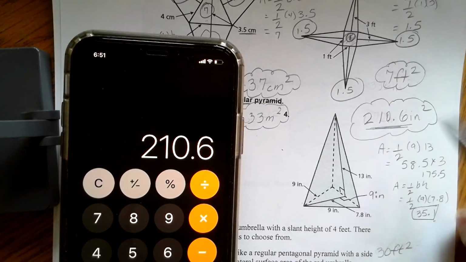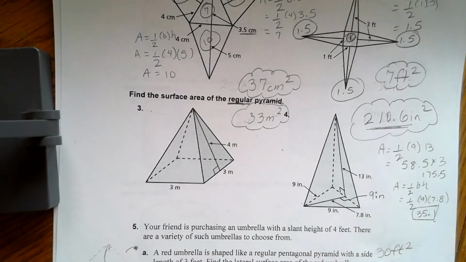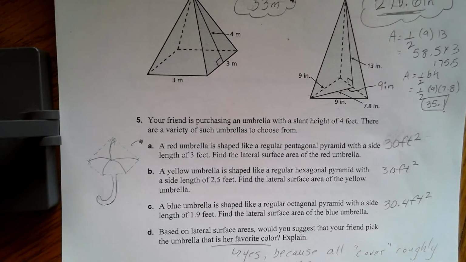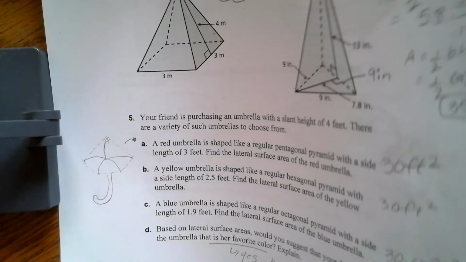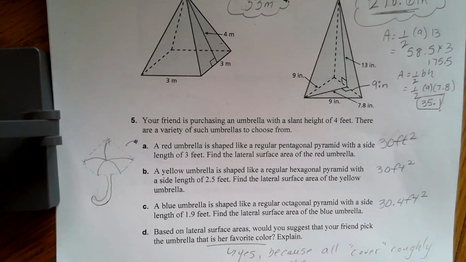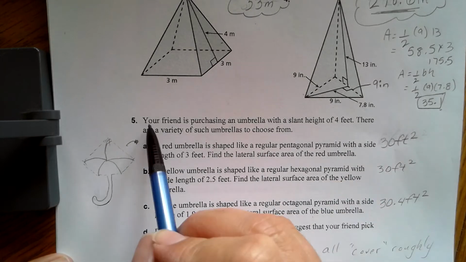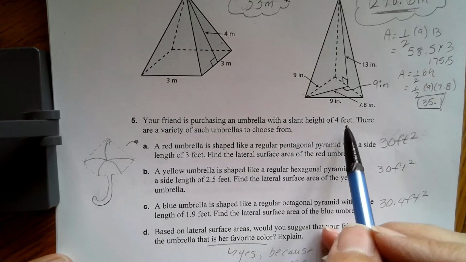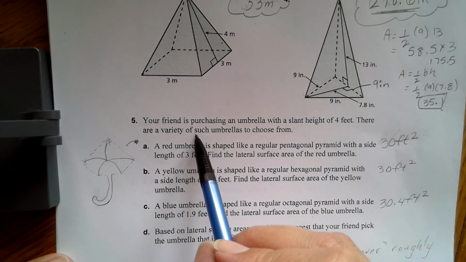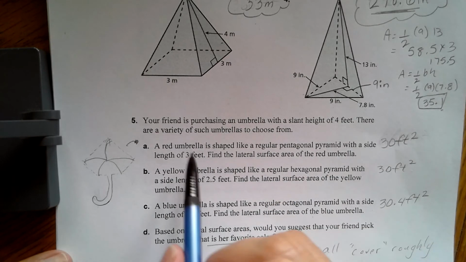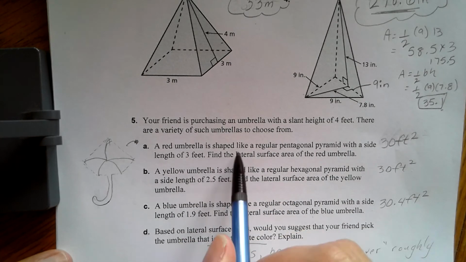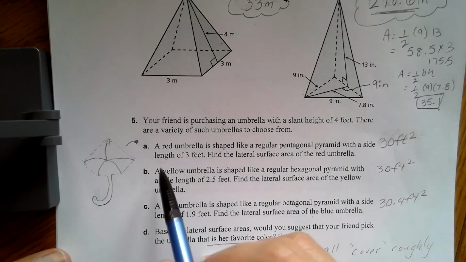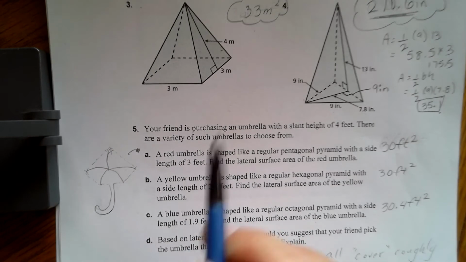Okay, let's look at number 5. I'm not going to explain every one of these, but really, you need to use all of your previous knowledge, and it's really just asking you to pull all that previous knowledge into these different problems. So it says your friend is purchasing an umbrella with a slant height of 4 feet. There are a variety of such umbrellas to choose from. So a red umbrella is shaped like a regular pentagonal pyramid with a side length of 3 feet. Find the lateral surface area of the red umbrella.